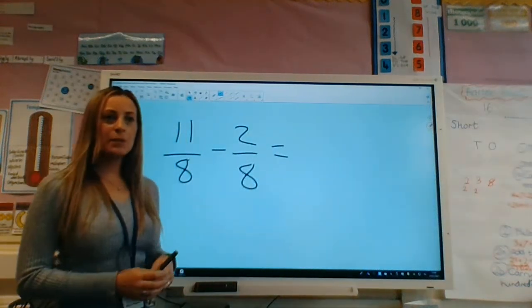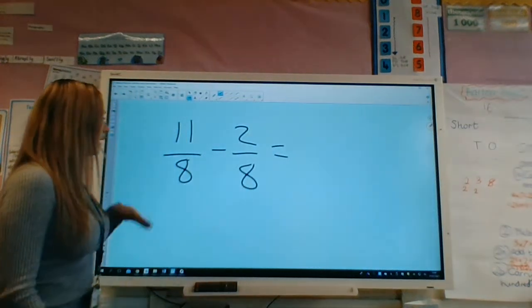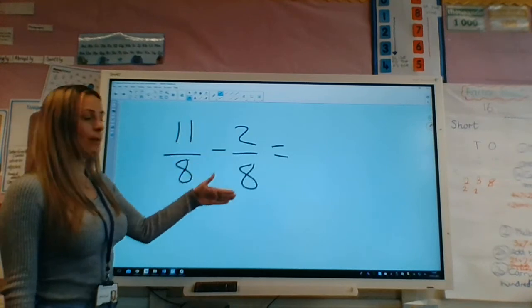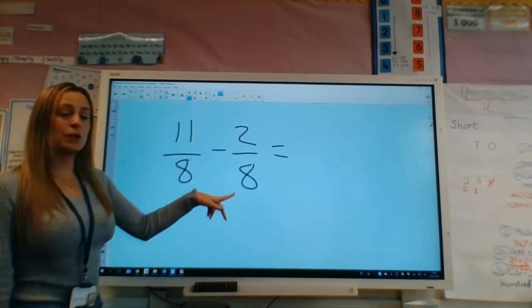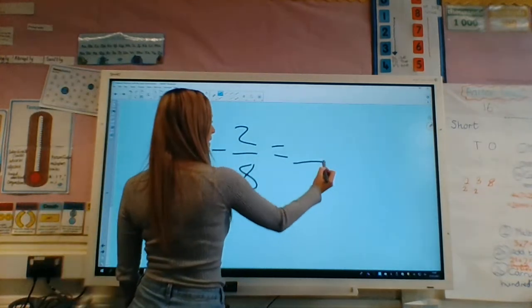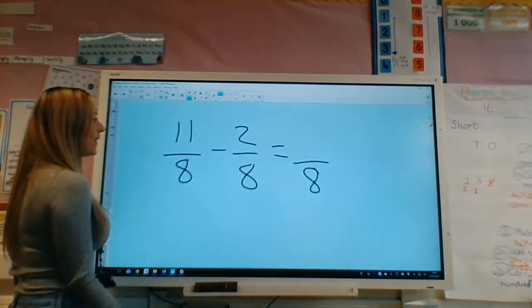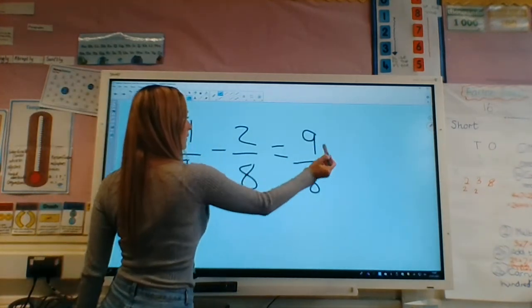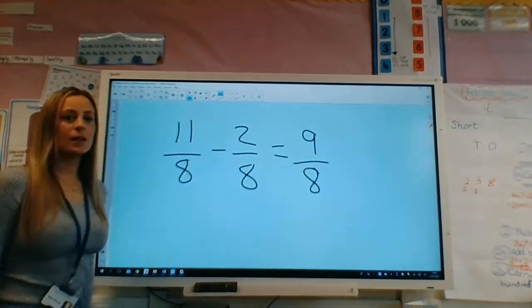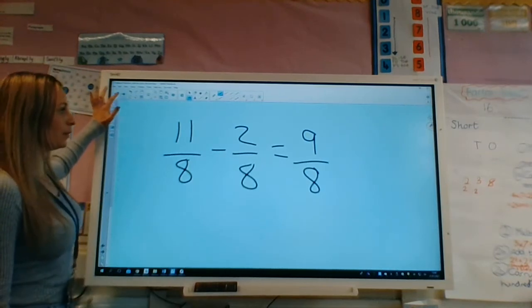Okay, year 4, so today we're subtracting fractions. So we've got 11 eighths minus 2 eighths. Like when we were adding, you subtract the numerator but you don't subtract the denominator. So the denominator stays the same. And then you do 11 take away 2, which is 9. So you've got 9 eighths. So that's just me showing you the simple version of it.